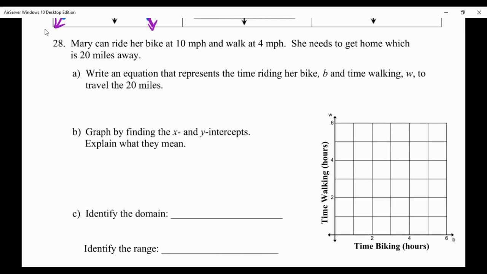She needs to get home, which is 20 miles away. We want to write an equation that represents the time riding her bike and the time walking to travel the 20 miles. So because these two variables, the time riding her bike and the time walking, are two similar variables, but they represent different things, we're going to use the standard form equation.